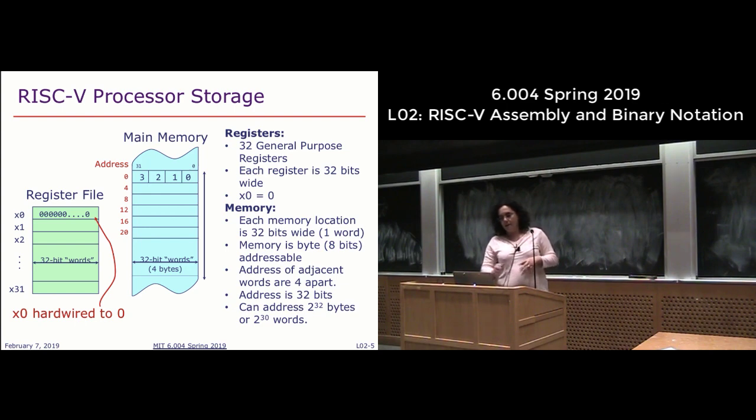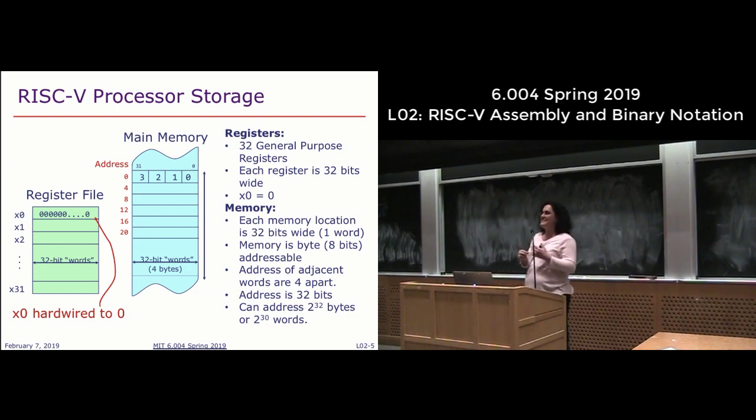All right, what about our memory? Our memory is also 32 bits wide, and we call that one word. So everything that we're going to be doing in this class is going to be dealing with 32 bits at a time. Anytime we do a load or store operation from memory, we're fetching 32 bits at a time.